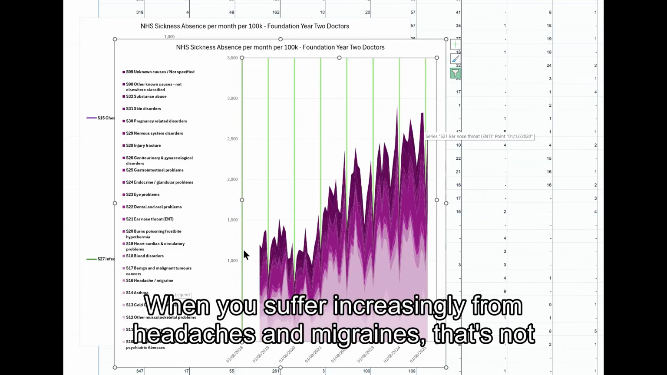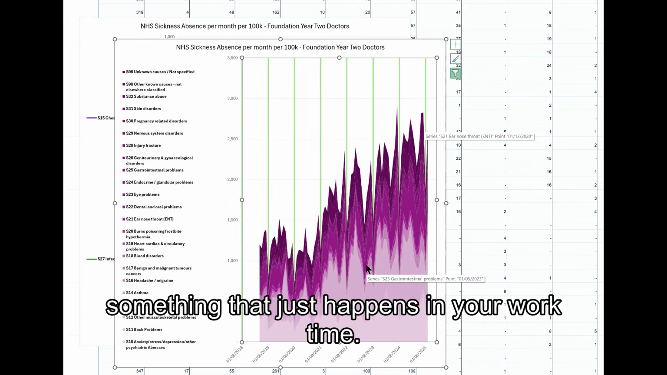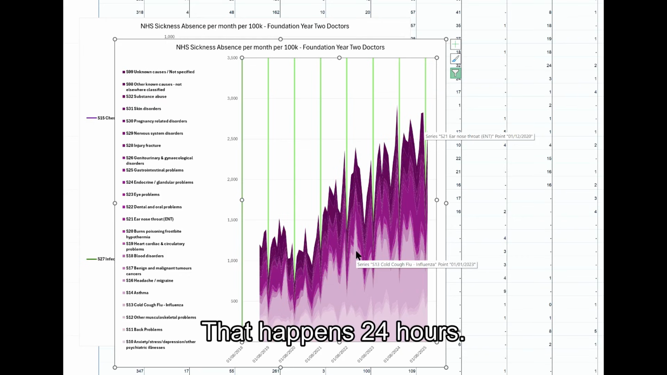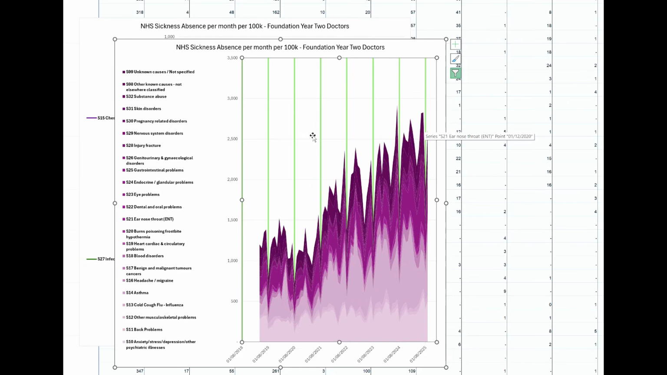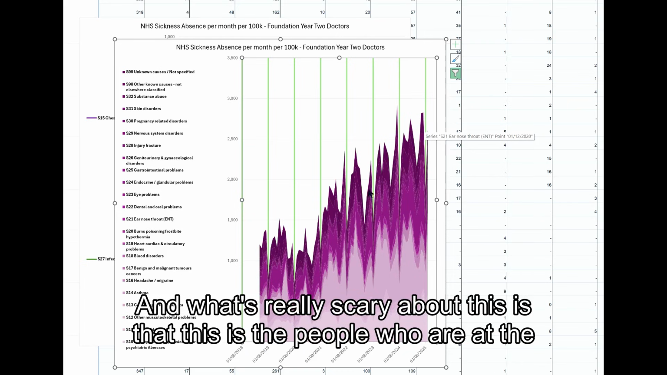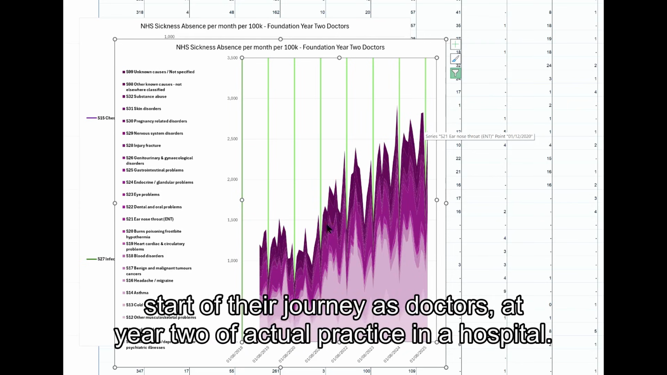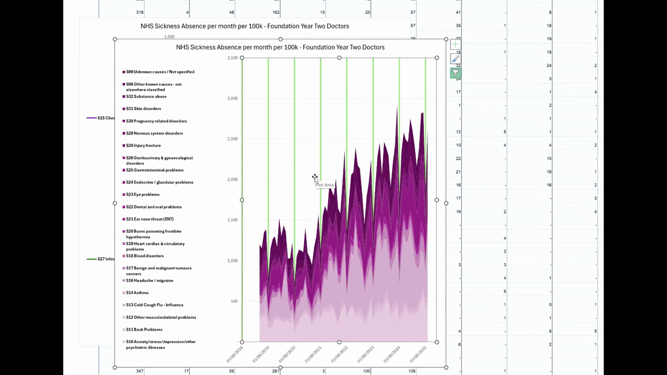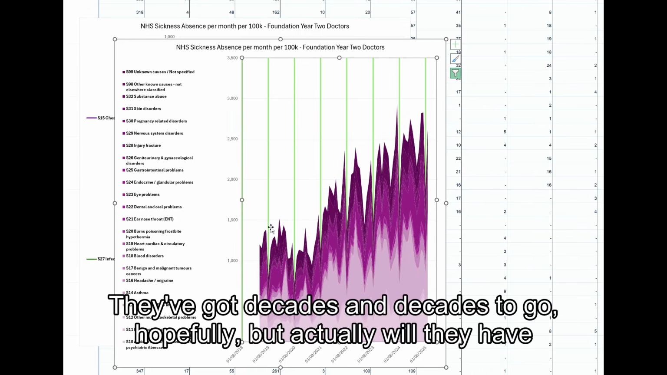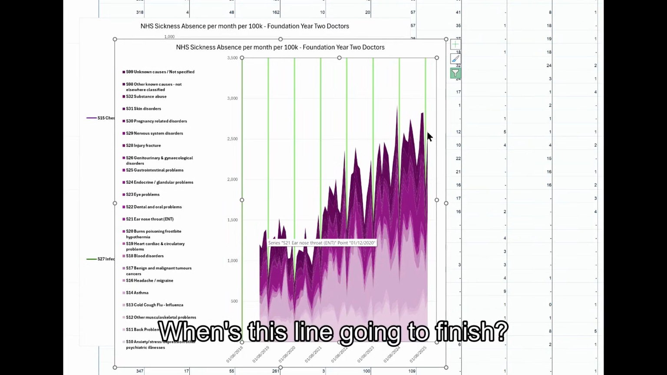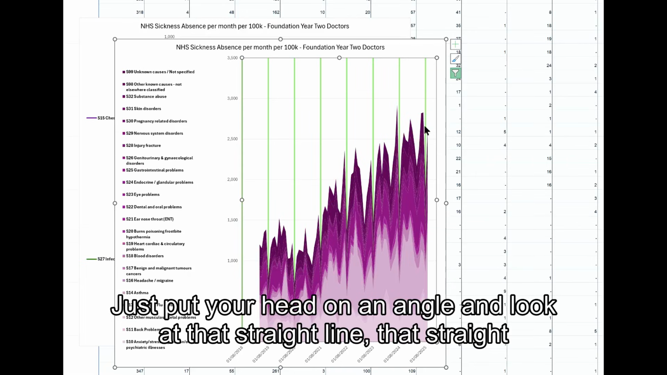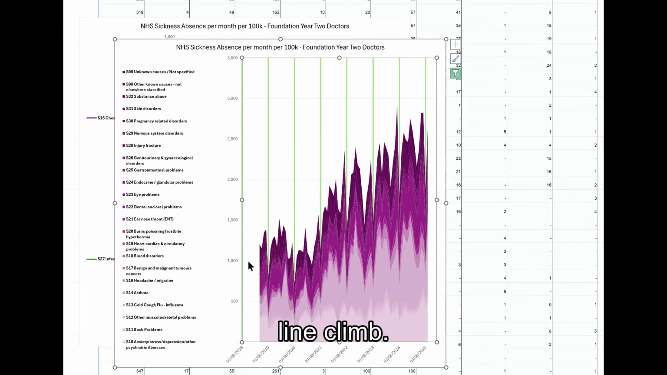When you suffer increasingly from headaches and migraines, that's not something that just happens in your work time. That happens 24 hours a day, 7 days a week. People are being made sicker. And what's really scary about this is that this is the people who are at the start of their journey as doctors. Year 2 of actual practice in hospital. They've got decades and decades to go, hopefully, but actually, will they have it if they're getting sicker and sicker? When's this line going to finish? Look at the rate of that. Just put your head on an angle and look at that straight line climb.